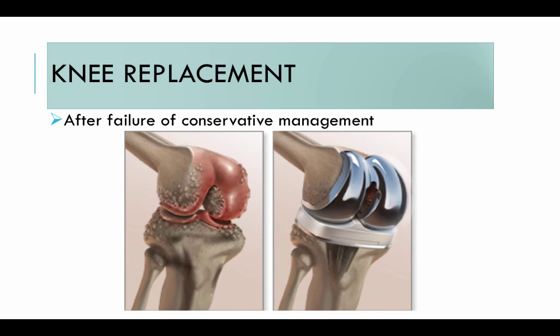Knee replacement surgery is usually after failure of conservative treatment. Conservative treatment includes medication, maybe an arthroscopy, PT, that kind of stuff. You can see the knee on the left there. It looks pretty damaged, the joint is rough, it looks inflamed, and then you can see the knee on the right.